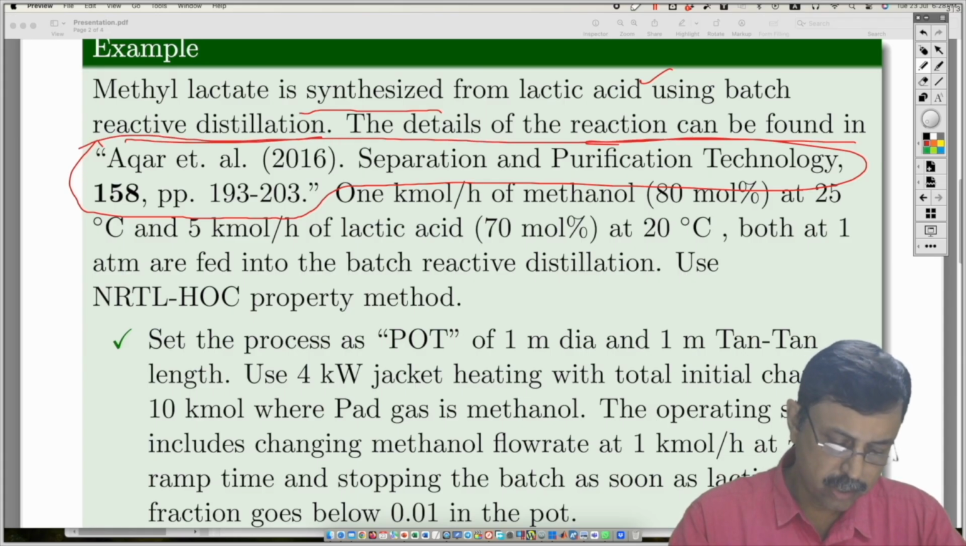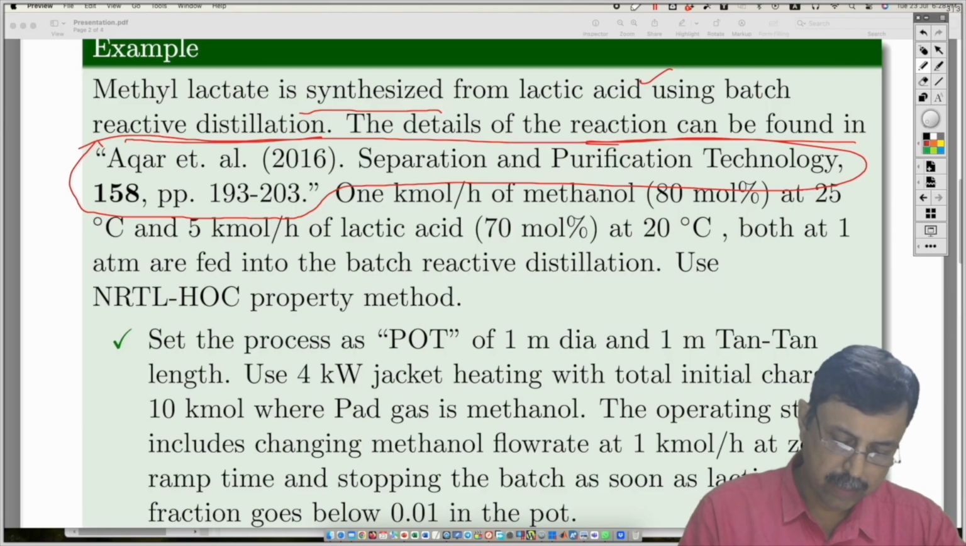Akar et al. 2016, Separation and Purification Technology. 1 kilomole per hour of methanol, which is 80 mole percent at 25 degrees centigrade, and 5 kilomole per hour of lactic acid, which is 70 mole percent at 20 degrees centigrade, both at 1 atmosphere, are fed into the batch reactive distillation.